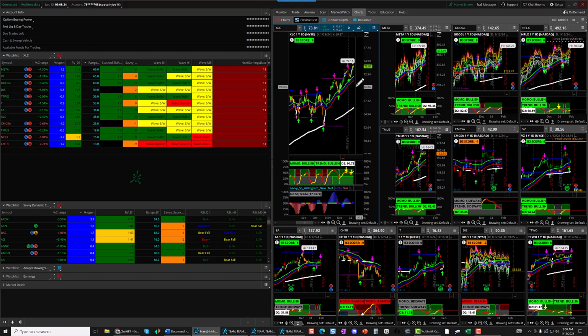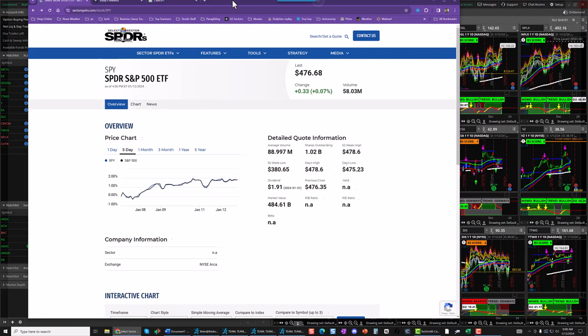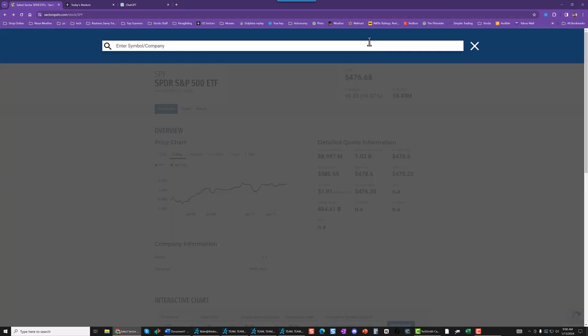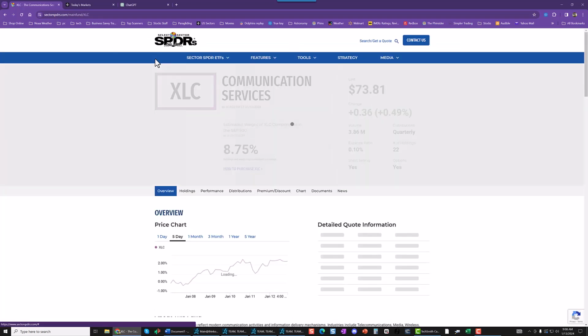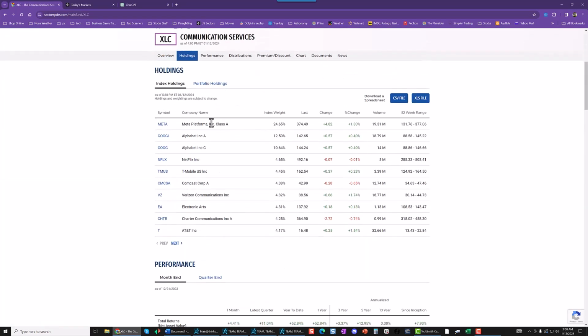And if you're going to ask, why do I have the specific symbols like this? This goes back into something that I use in the SPDR sort here. If I go to XLC, for example, and pull up communication services and look at the holdings, then I'm going to see which one has weight.